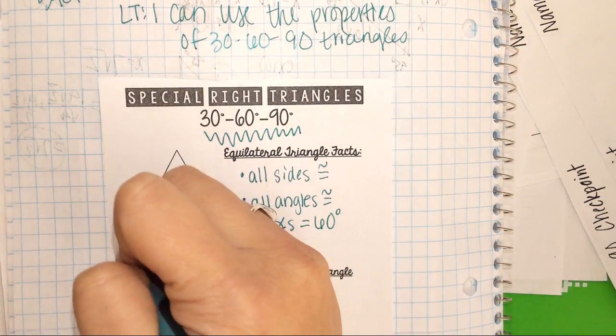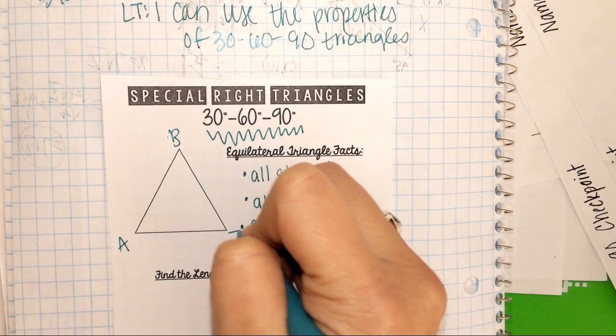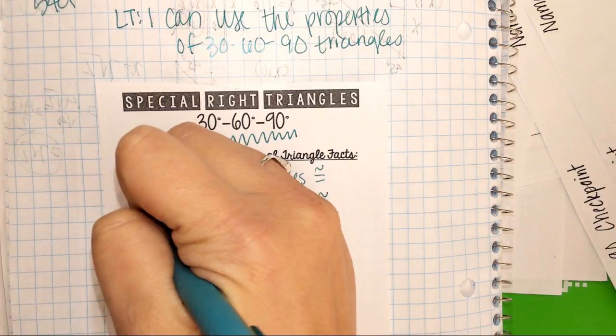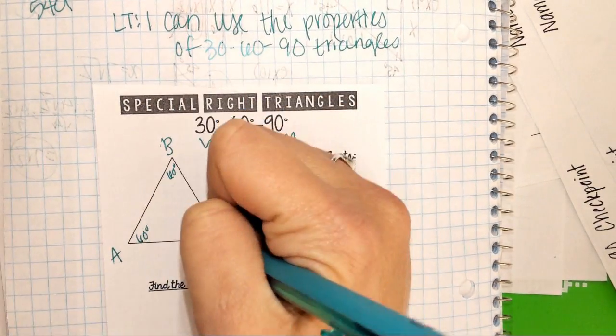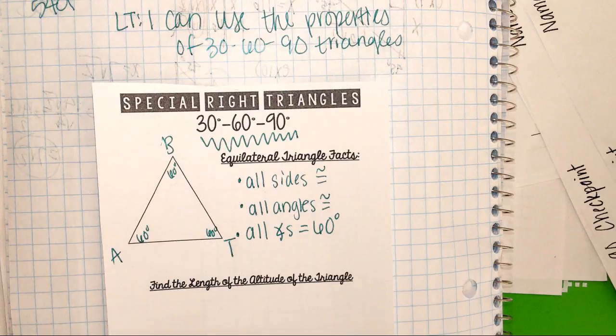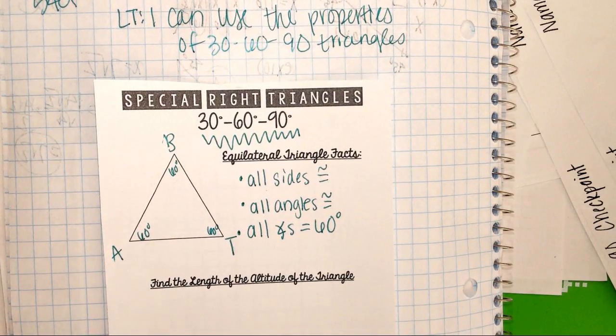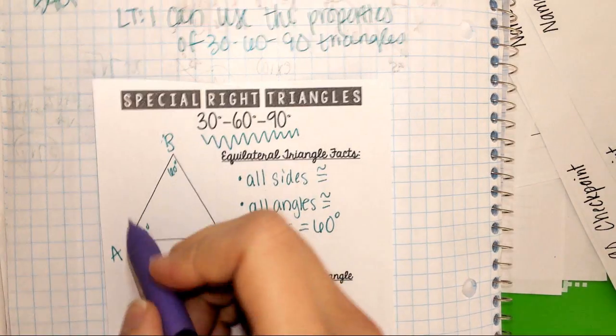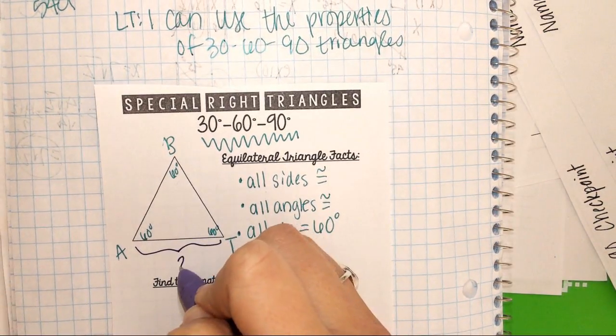Okay, so what I want you to do is call this A, B, T. Then label that this angle is 60, and this is 60, and this is 60. I'll put C. This whole side length is 2.